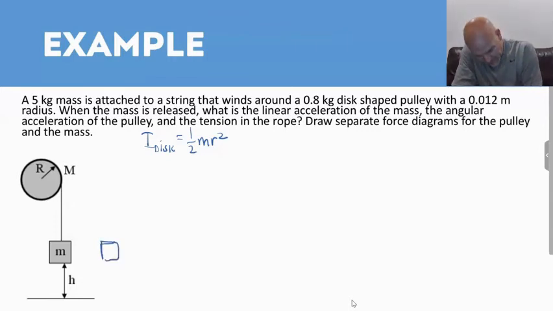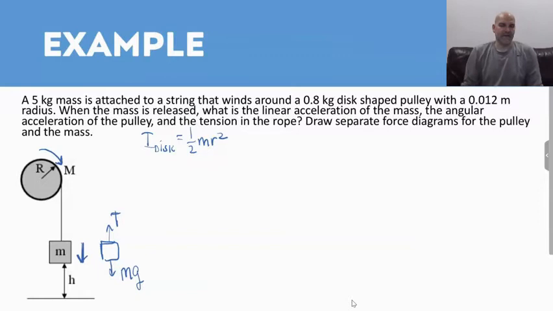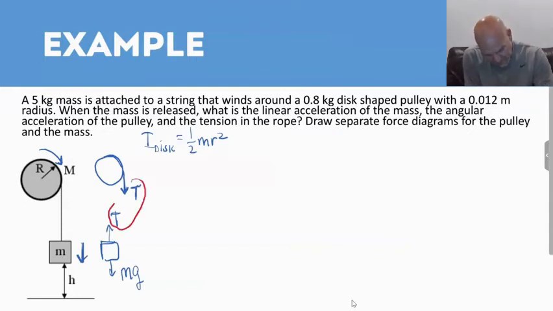Right? And so here's my mass. I would have mg down, tension up. So if I let this rotate, it's going to accelerate to the right here, so clockwise, and then the mass will accelerate down. So if I draw my free body diagram for my pulley, the only force acting is tension. Okay, but again, these two are equal.